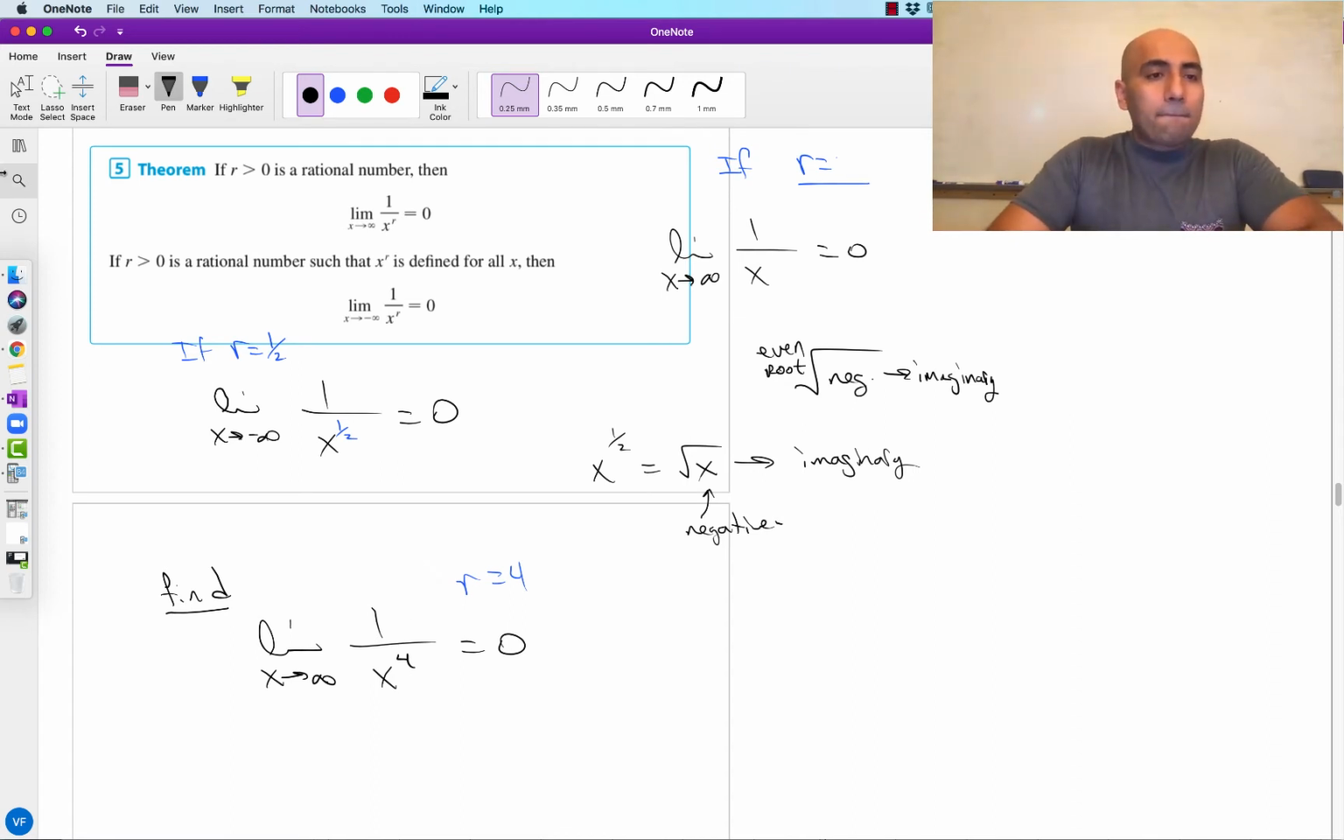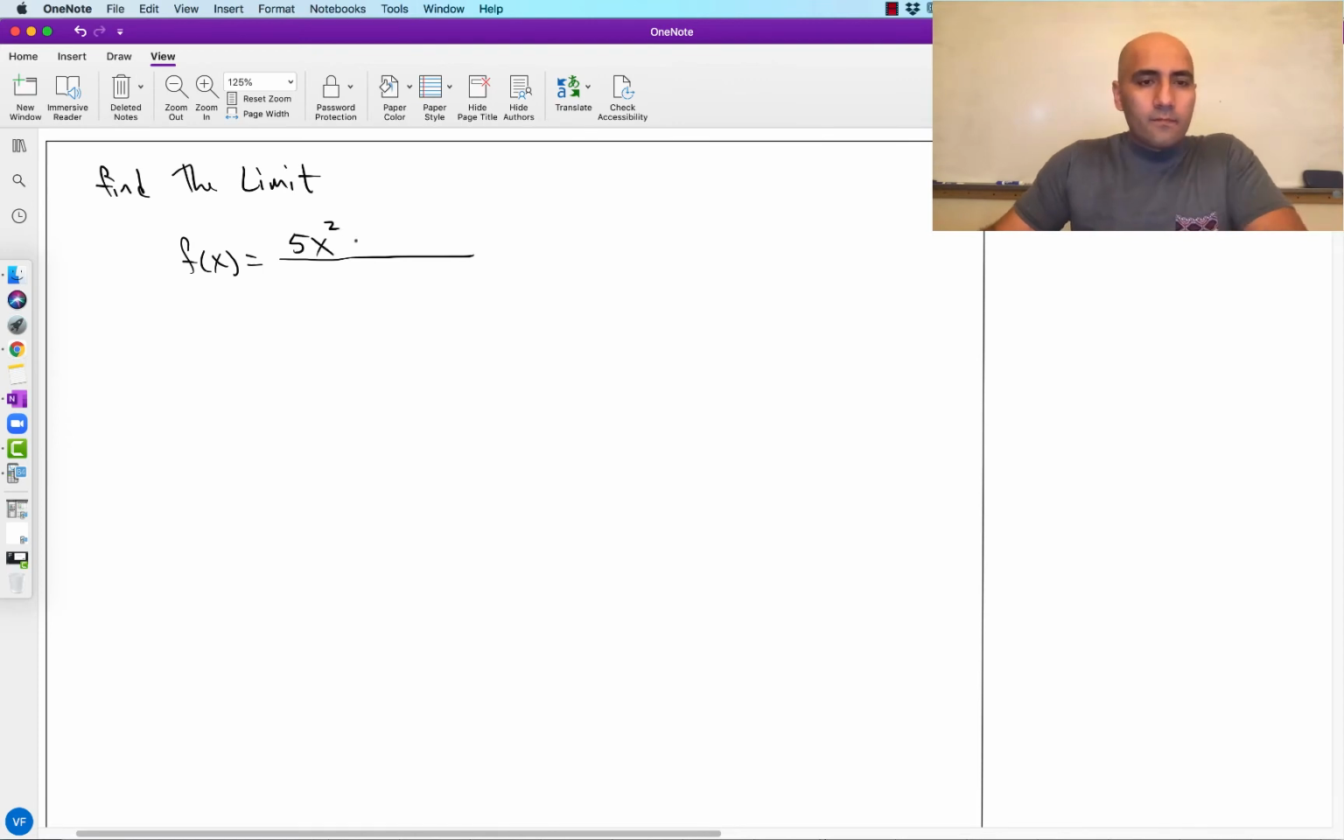But it goes beyond that, because we can use this to solve much more complicated cases such as the following. Find the limit of f of x equals 5x squared minus 2x plus 3 divided by 4x squared plus 3x minus 6. We want to find the limit as x grows toward positive infinity first, and then we'll look at negative infinity second.